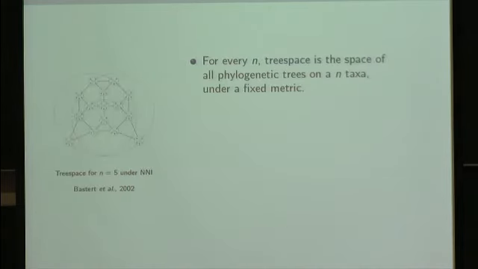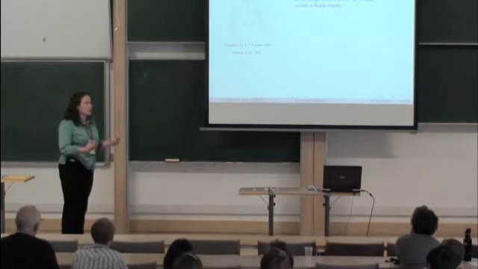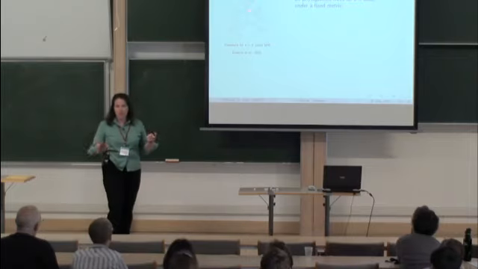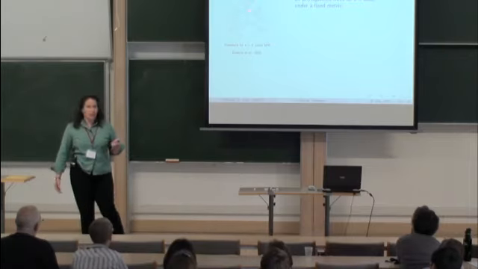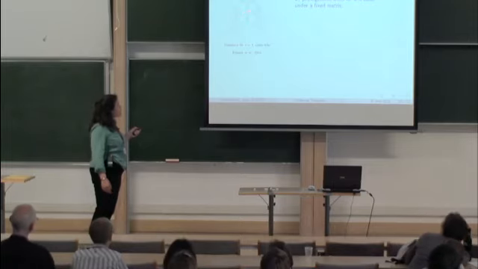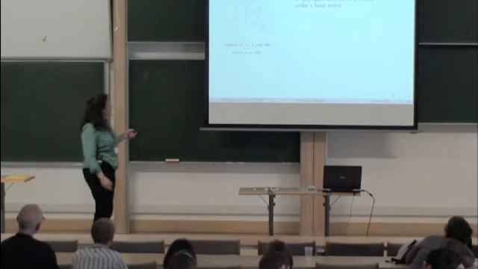So let me say what I mean by a tree space. A tree space is the space of all phylogenetic trees on n taxa under a fixed metric. So here's a picture from Bastert et al. of the n equals 5 tree space under NNI. Under NNI, when you have n equals 5, you only have one possible shape of the trees. So choose any tree and put it in the middle. And there's a line between any 2 trees if they're a single NNI move apart. That's how they're being identified.